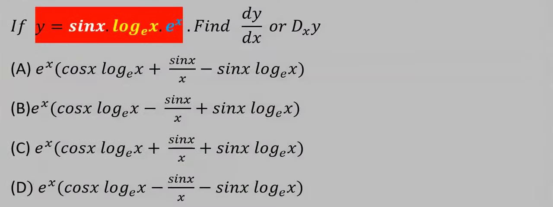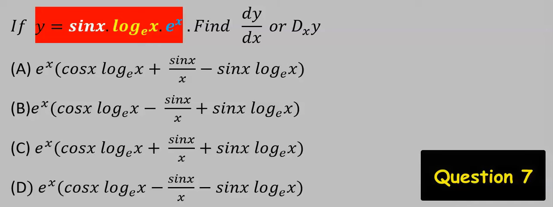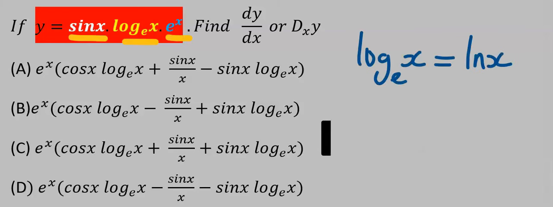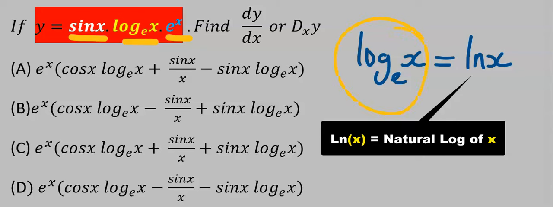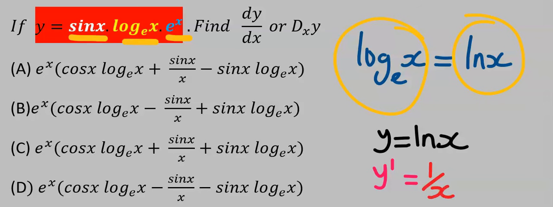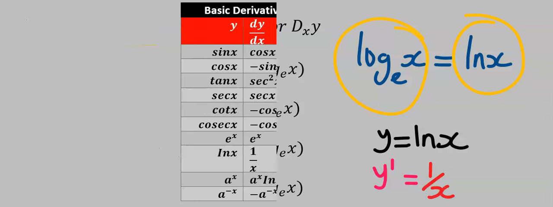Next, consider this question. Here, we are given 3 separate variables. Remember that log x to base e is the same thing as the natural log of x. And when we differentiate the natural log of x, our answer is 1 over x. Always remember the basic derivative table.